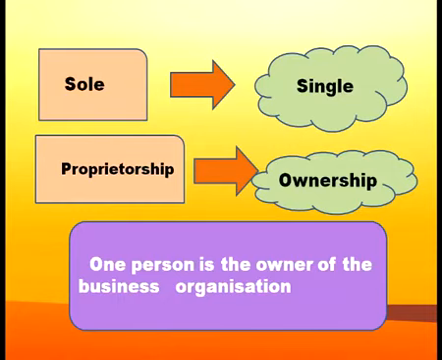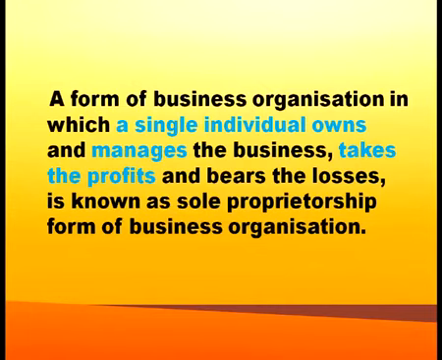Now coming to the meaning of sole proprietorship. It is a form of business organization where one person is the owner of such business organization. Sole means single and proprietorship means ownership. So, single ownership, that is a form of sole proprietorship. A form of business organization in which a single individual owns and manages the business, takes the profit and bears the losses is known as sole proprietorship form of business organization.